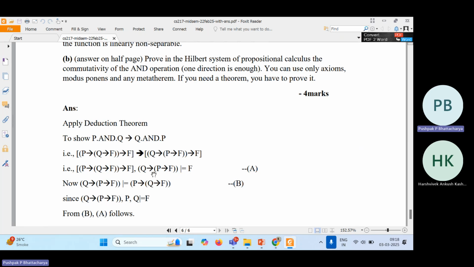Because Q implies (P implies F) derives P implies (Q implies F), apply modus ponens on this, and F gets derived. This is how it is proved in one direction, and you get 4 marks. I'm not sure I saw many right answers there.